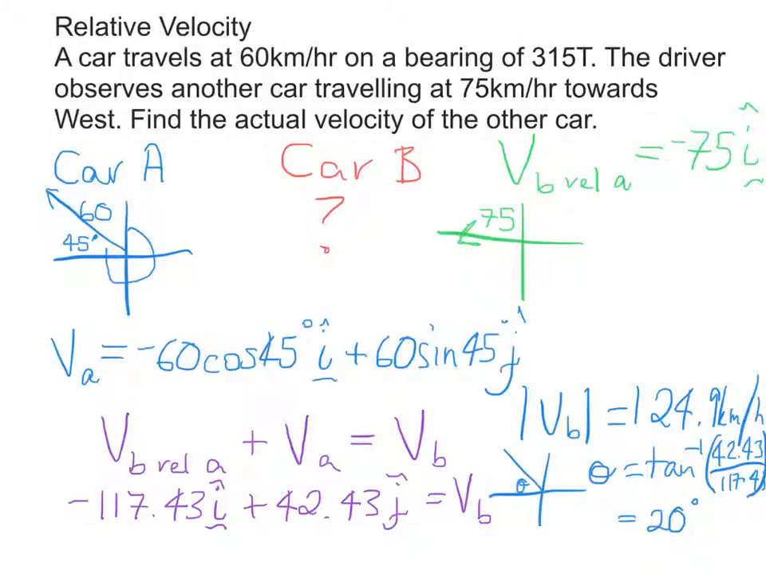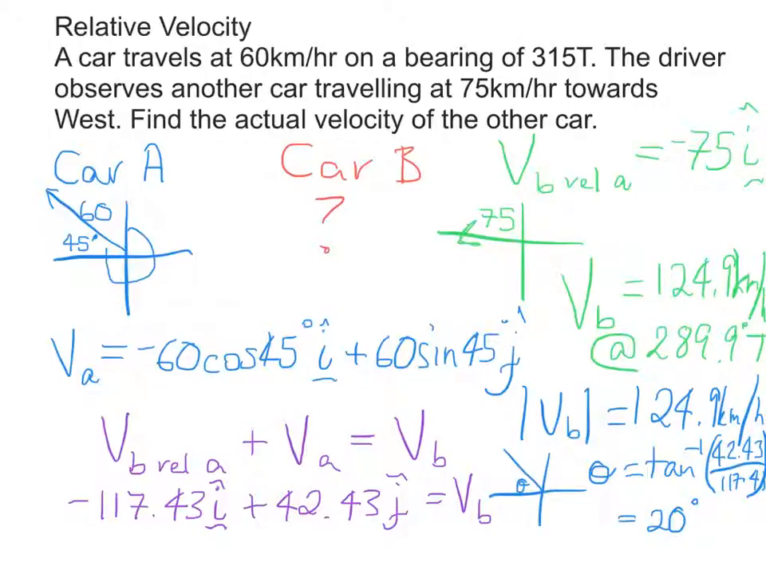So what we say, I'm just going to come up in the center here. So VB equals 124.9 kilometers per hour, and I'm really running out of room, at 289.9 degrees true. So you want it from true here. So all the way around. So from here all the way around. So it's that 20 degrees plus our 270. So roughly 290 degrees.